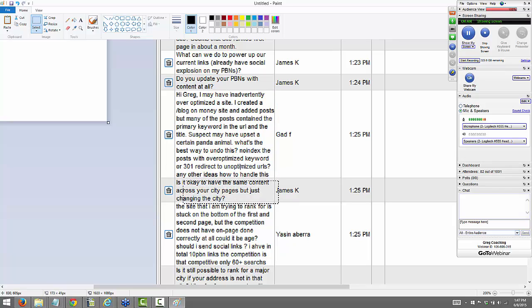Is it okay to have the same content across your city pages but changing the city name? Again, I don't know. It was, at least up till a couple weeks ago. Unless that's changed over the last couple weeks, then it's still okay. But again, remember we've always said that that is taking a risk. Like that's something they could very easily change down the road.